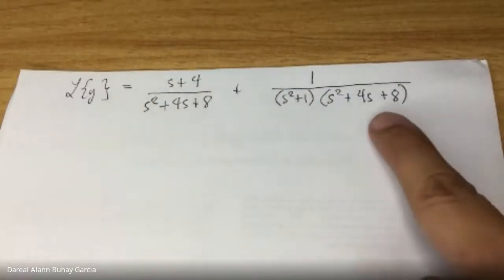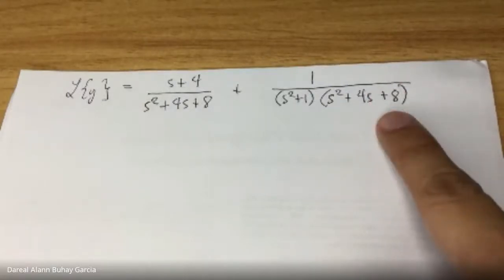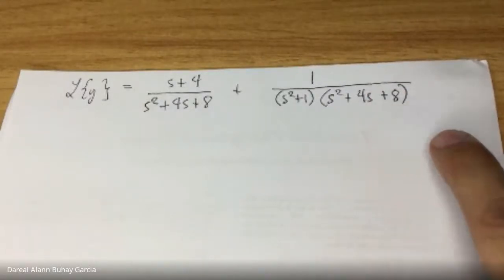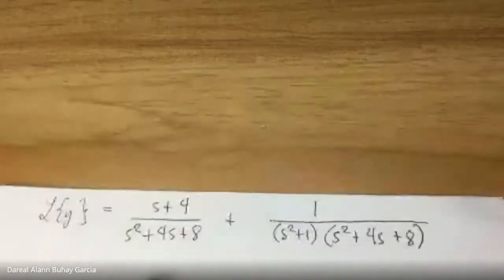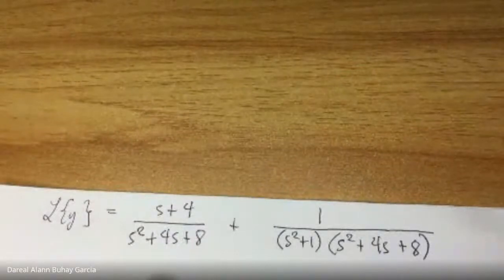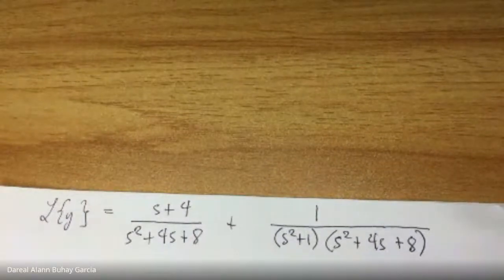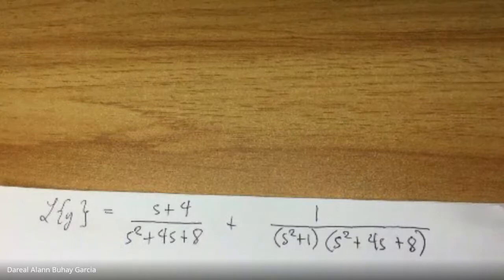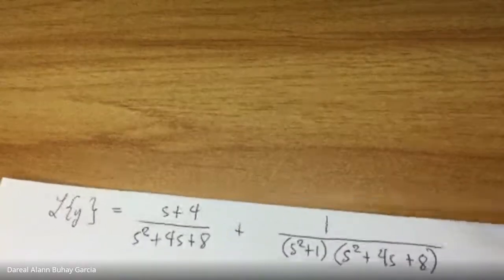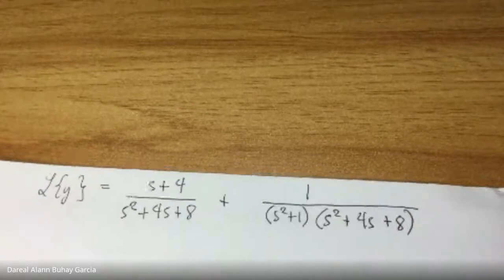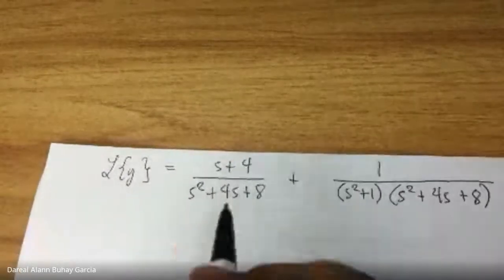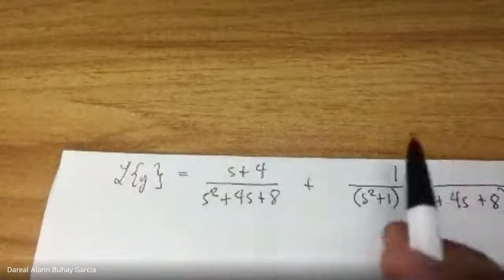This one, for sure, is partial fraction. It is a bit long, but doable. Another one is computing the square. Let's see.